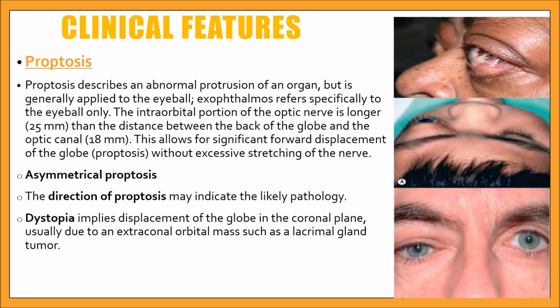Exophthalmos refers specifically to the eyeball only. Proptosis may be caused by a retrobulbar lesion or, less frequently, a shallow orbit. The intraorbital portion of the optic nerve is longer, which is 25 millimeters, than the distance between the back of the globe and the optic canal, which is 18 millimeters. This allows for significant forward displacement of the globe, which is proptosis, without excessive stretching of the nerve.